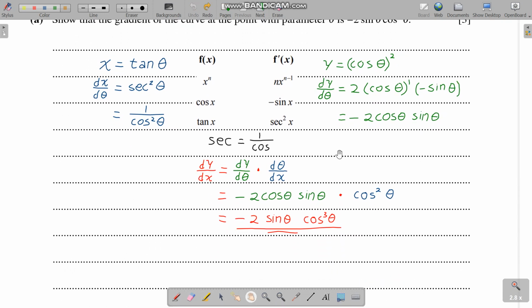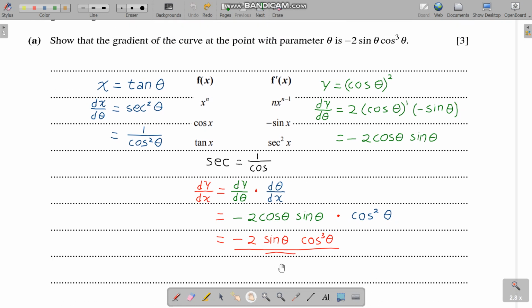Now we can find dy/dx, which is dy/dθ times dθ/dx, because if we cancel out, just like usual fractions, we have dy/dx actually. So the dy/dθ is this here. The dθ/dx, be careful, this is dx/dθ, so it's the reciprocal. So this is the dθ/dx. And cos times cos squared is cos cubed. We get what we need to prove.